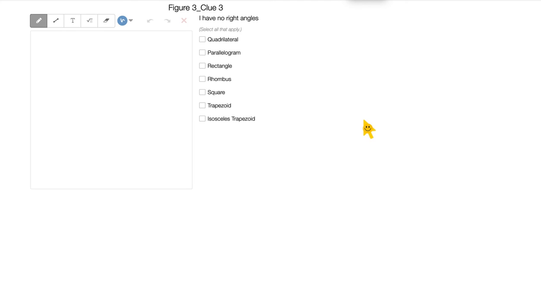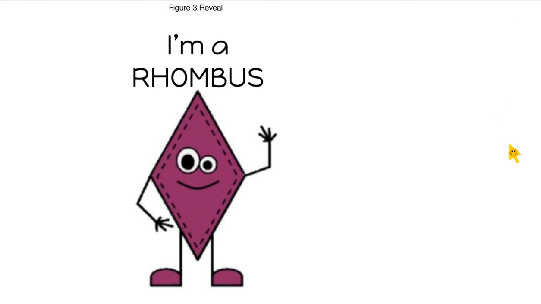Let's keep going. Clue number 3, last. I have no right angles. Oh, then square is out. Square has right angles, which means who is left? Rhombus. Well, I hope you found today's lesson fun.